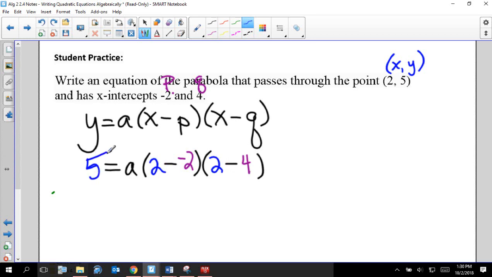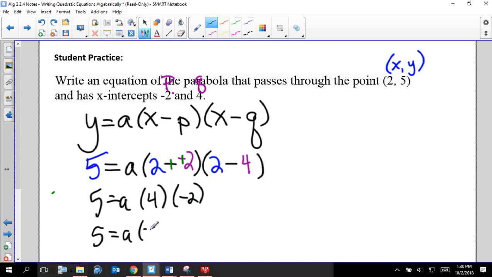So I went through and I filled out my formula. And then looking, when you're filling out your formula, you may notice that this 2 minus negative 2 ends up being a plus. So now we've got 5 equals a times 4 times negative 2. So 5 equals a times negative 8 plus 2. So then when I divide by negative 8, I get a equals negative 5/8.